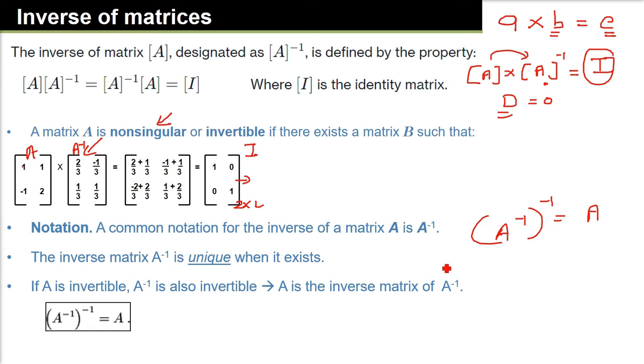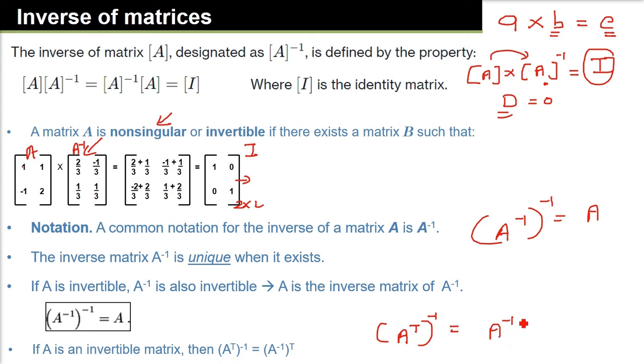And if A is an invertible matrix, then A transpose to the power minus 1, that is, the inverse of the transpose, is simply equal to A inverse transpose. That is the same thing. First you take the inverse, then you take the transpose.